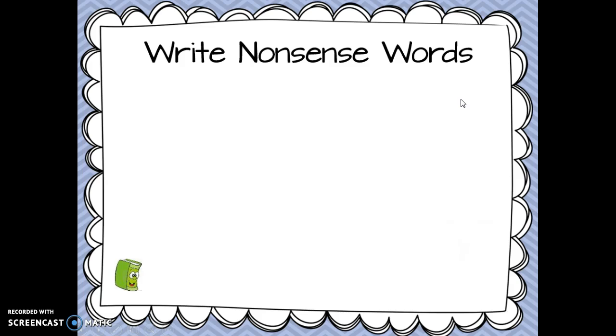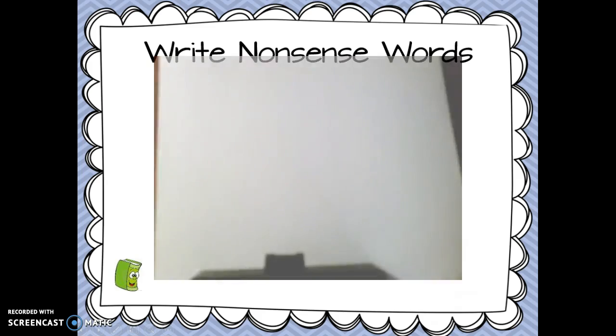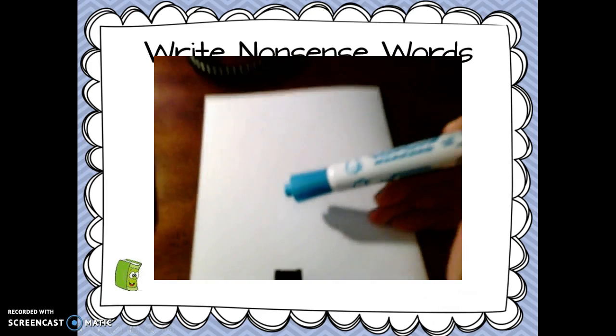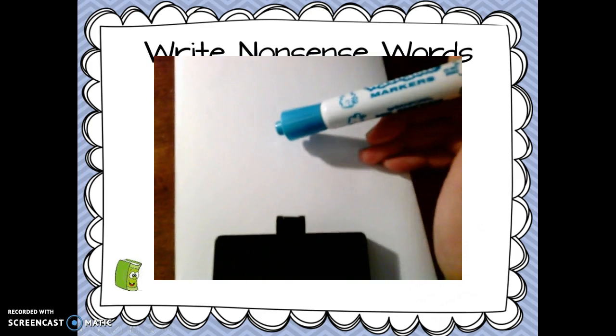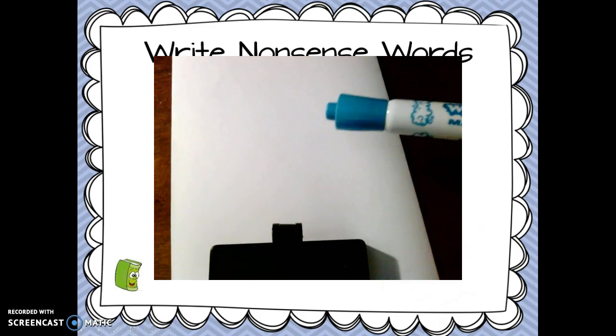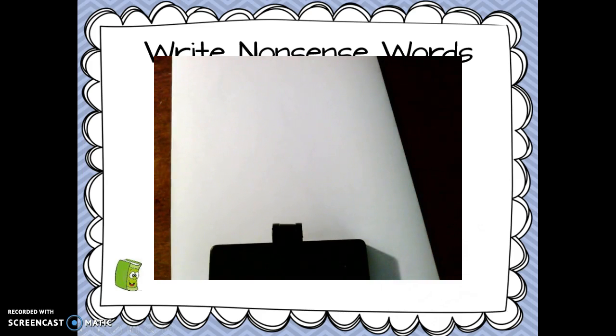This next offline activity is called Write Nonsense Words, and I'm going to show you my camera right now. I'm going to show you some rainbow writing. Just to mix it up and keep things fun for your student, you might like to try something like this. So I'm going to use the blue first, and the nonsense word that I'm going to sound out is vac.